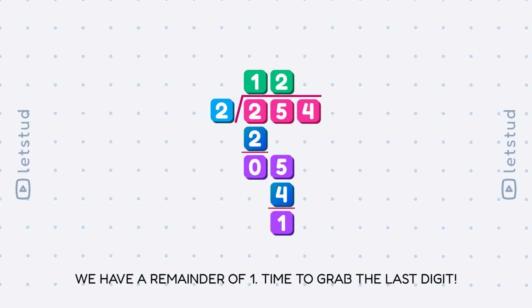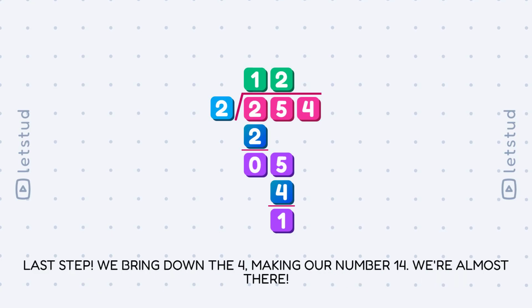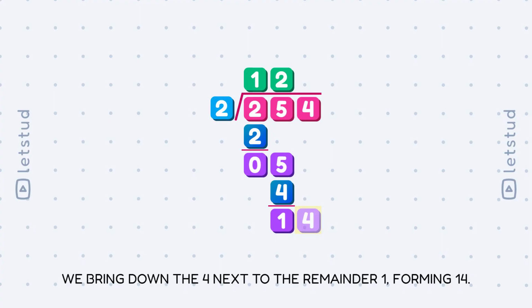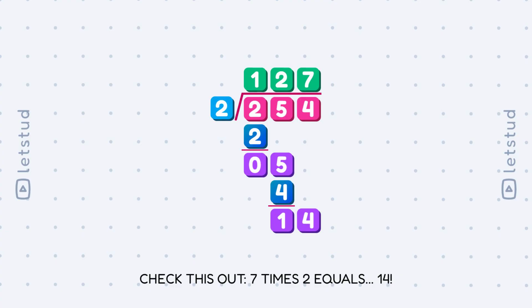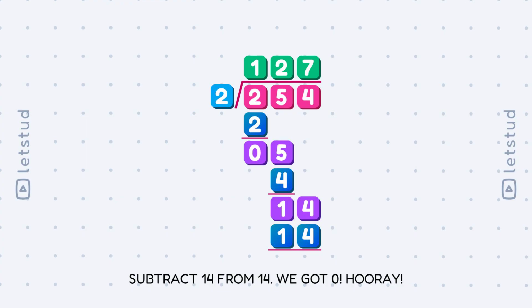Time to grab the last digit. Last step, we bring down the 4, making our number 14. We're almost there. We bring down the 4 next to the remainder 1, forming 14. How many times does 2 go into 14? Shout it out. Check this out. 7 times 2 equals 14. Subtract 14 from 14. We got 0.